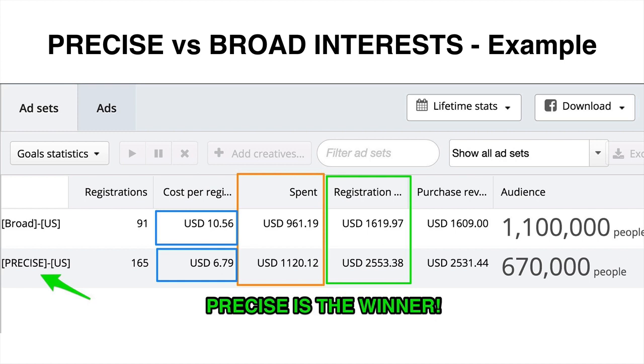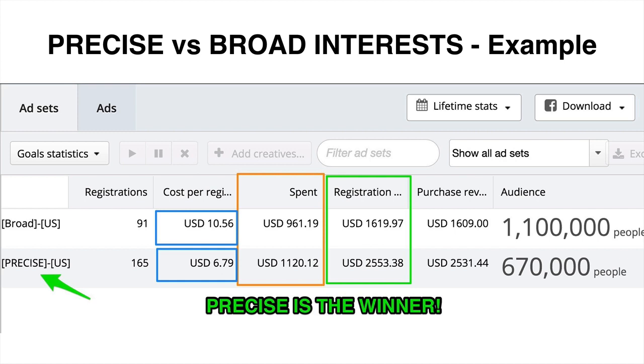But look down there at the precise campaign. I'm targeting less people that are more passionate. They're more precisely targeted. And I've spent $1,100 to make $2,500. So I'm not that great at math, but I think that's around 150% return on my investment. About 150%, right? So, significantly higher than the broad campaign. Now, both of them are making me money, okay? But one of them is making me more than the other.